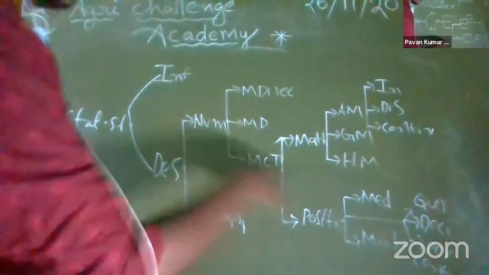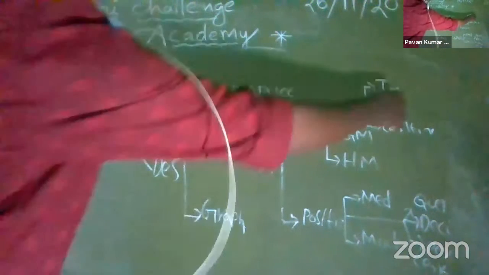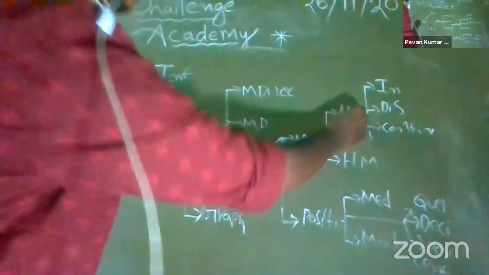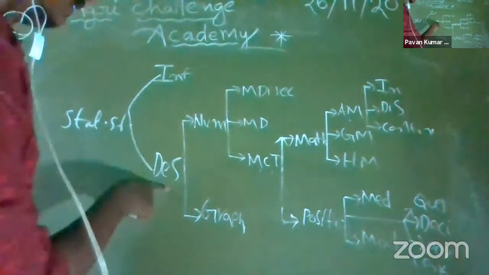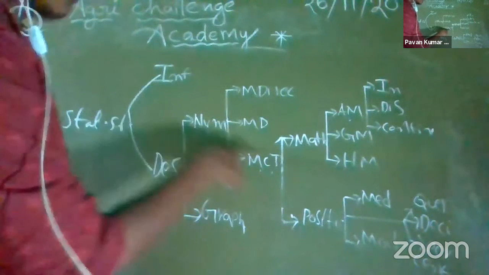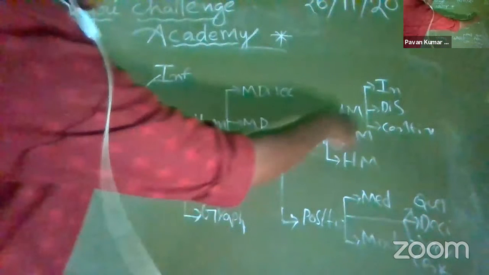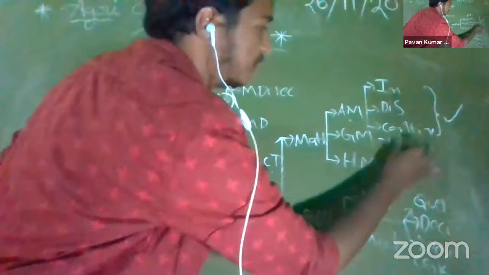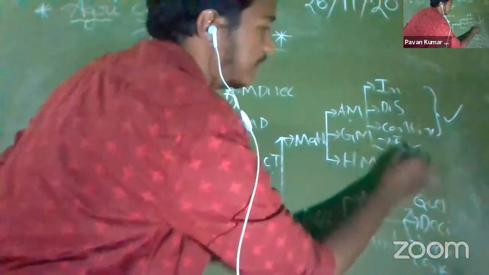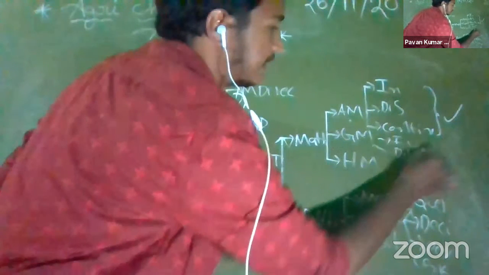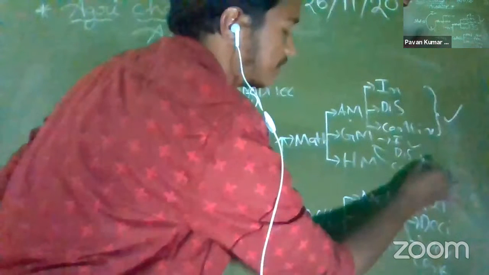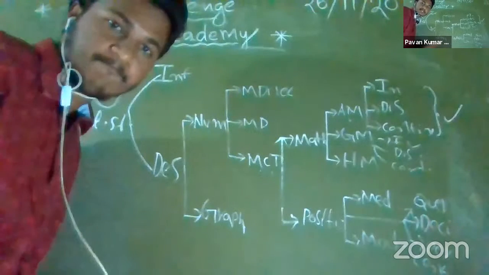Today we covered up to arithmetic mean: statistics, numerical, central tendency, mathematical, arithmetic mean completed, and geometric mean also completed for individual and discrete. For continuous we will do later.